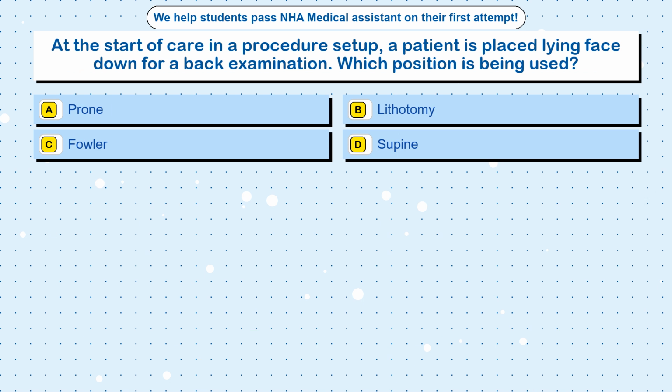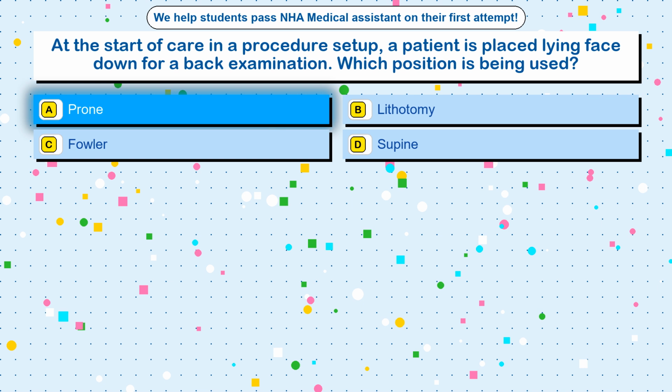Question 43. At the start of care in a procedure setup, a patient is placed lying face down for a back examination. Which position is being used? Option A. Prone. Option B. Lithotomy. Option C. Fowler. Option D. Supine. The correct answer is option A.